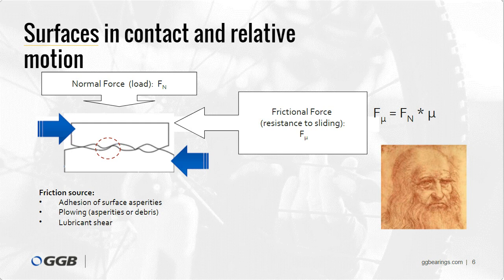So those first two bullet points identify basically the two major causes of wear, which are adhesive wear and abrasive wear. And then the third one we're going to talk about, at least in this webinar, is lubricant shear, and that's what happens when you have a hydrodynamic film and you don't have contact between surfaces, and the friction is generated by the shear within the lubricant.